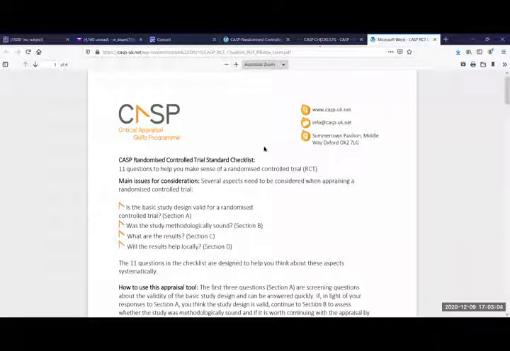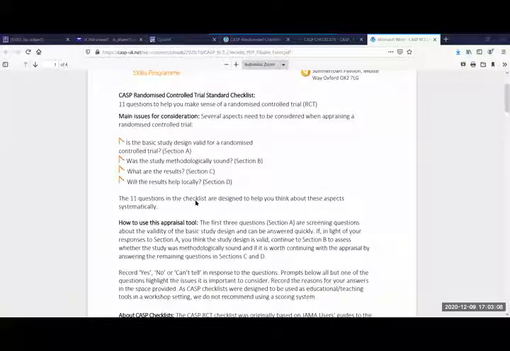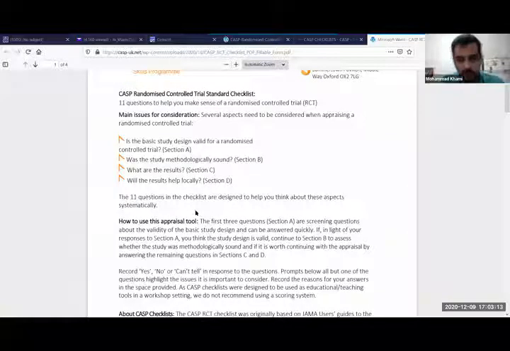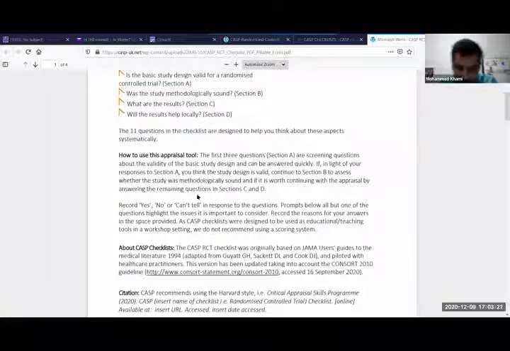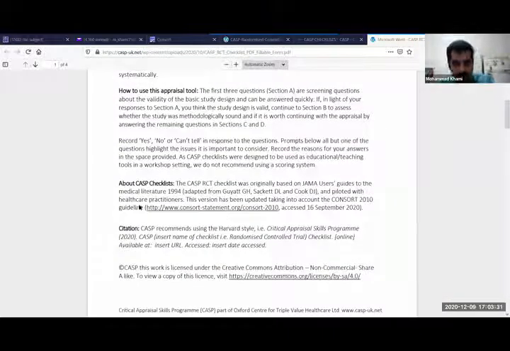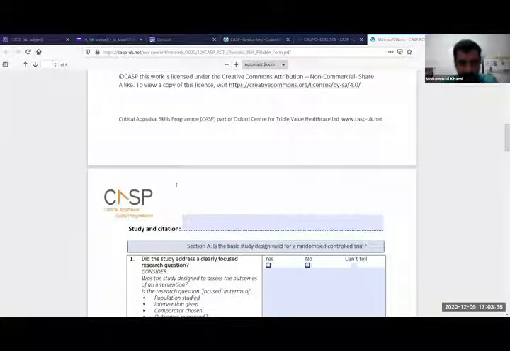So can you see now the CASP checklist, Critical Appraisal Skills Program? Yes, Professor Khami. Okay, so here are 11 questions that have been designed to help you think about these aspects systematically. And there is an explanation of how to use this appraisal tool. So you can study these explanations before going to the checklist itself. But I want to go directly to the checklist, and you can see here how it works.